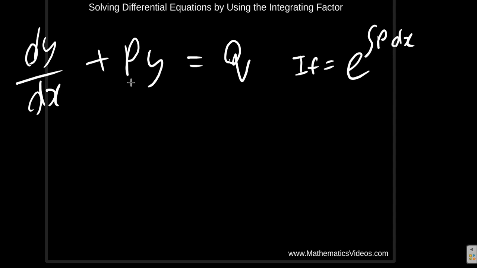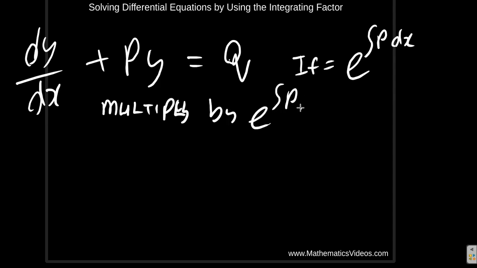P is the constant or the function that multiplies y. Alright, so you have e to the integral of that dx. Now you multiply both sides by the integrating factor. So you multiply by e to the integral of p dx.